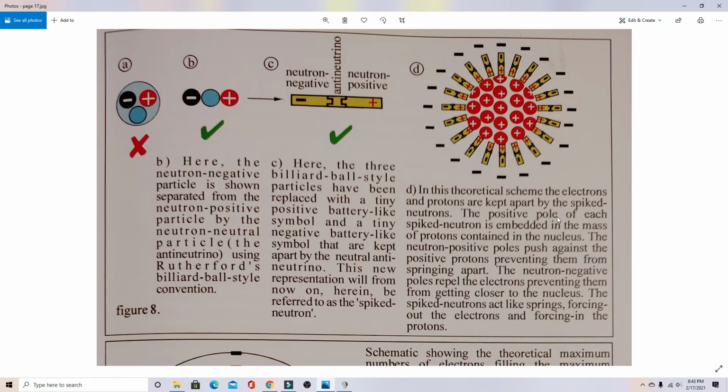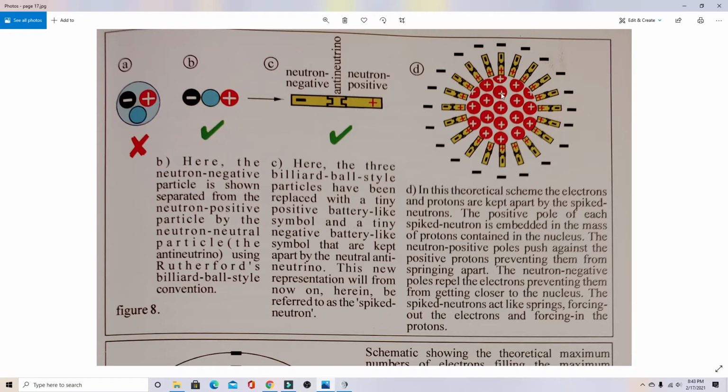The positive pole of each spiked neutron is embedded in the mass of the proton contained in the nucleus. The neutron positive poles push against the positive protons, preventing them from springing apart.